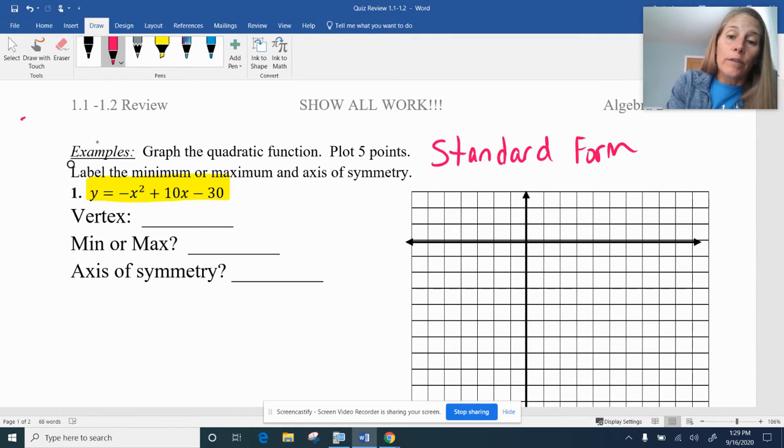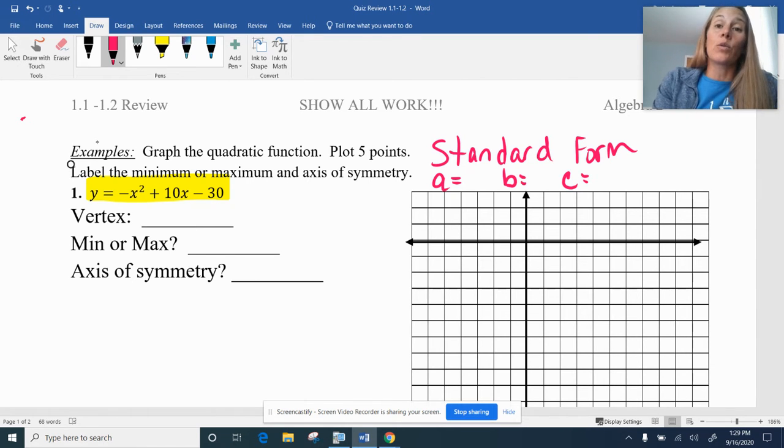Now, when it's in standard form, we're going to identify our A, our B, and our C. The A is always the number that's in front of the x squared, so the coefficient there, which in this case would be -1. The B would be the coefficient for that middle term, the x, so the B in this case is 10, and then the C would be this -30.